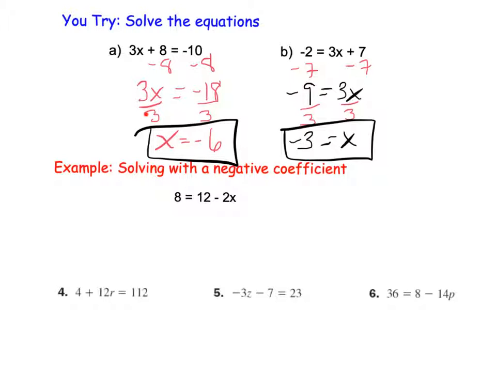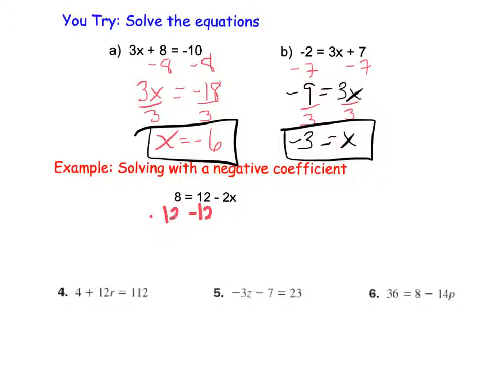Alright, the next example deals with what happens when you have a negative coefficient. So remember, the coefficient is the number attached to the variable. So this -2 is our coefficient, and it's really nothing different. Your first job is always still to undo the added or subtracted term, and in this case it's the 12. Now the 12 is being added to that -2x because the sign in front of the 12 is positive. So don't read these things backwards. We need to undo that 12 first.